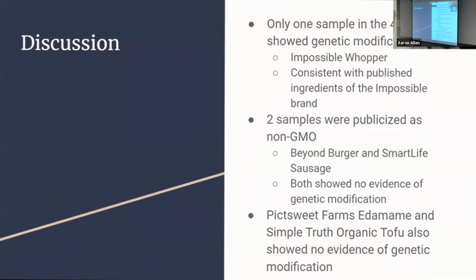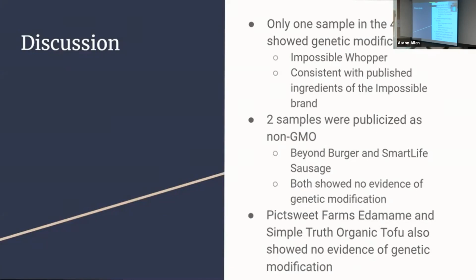Two samples were publicized as certified non-GMO. It's Beyond Burger and Smart Life Sausage. Both of those showed no evidence of genetic modification. That's important because that's what they said that they were. Unfortunately, just saying that you're non-GMO doesn't always mean that you are. There's always a risk of gene transfer and cross-pollination. So it's important to continue testing and retesting in order to keep that Non-GMO Project verification label.